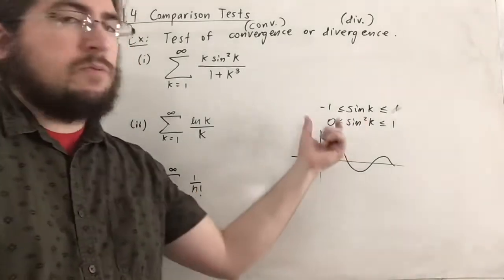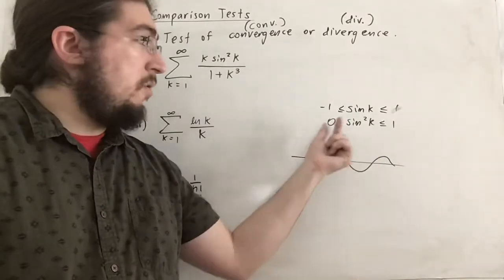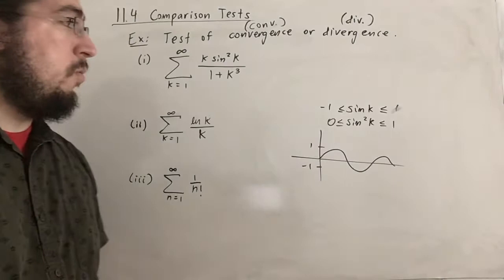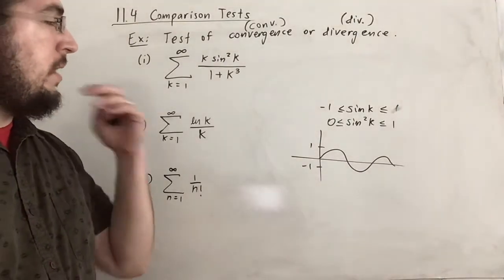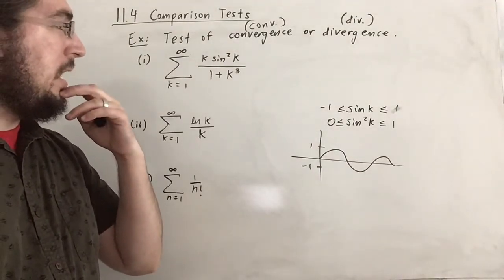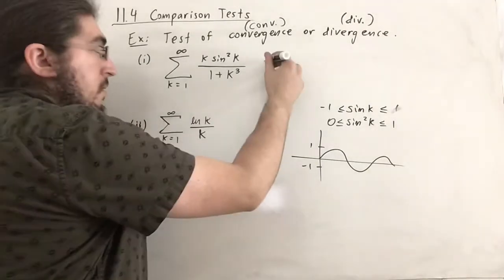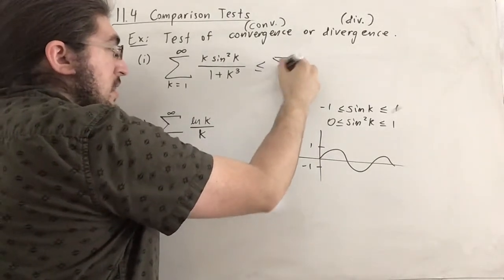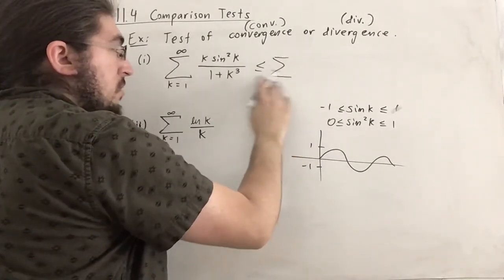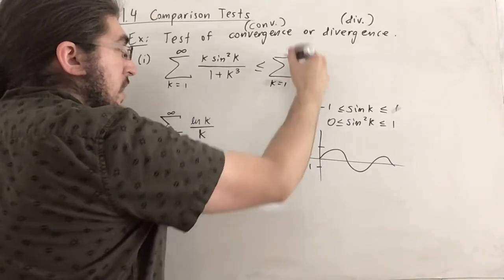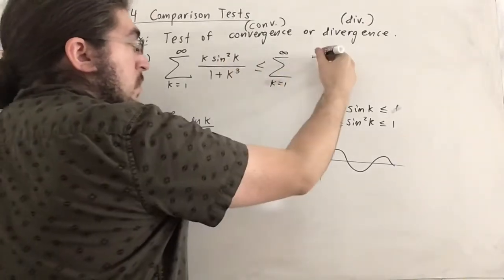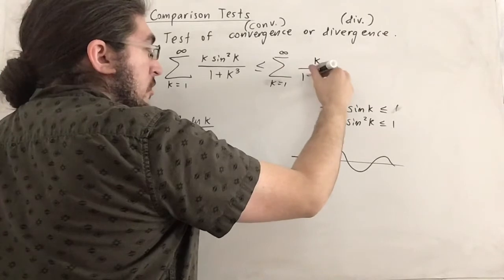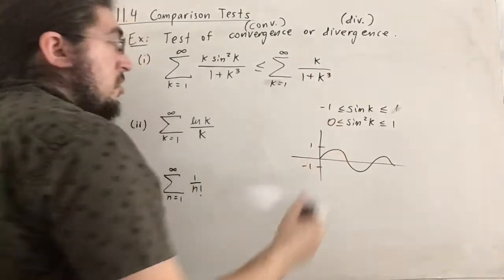And in fact, if we're squaring it, then it's going to be positive always, so we know it's going to be in between 0 and 1. So more importantly, we know it's going to be less than 1. So we can actually right away do this. We can say this is less than or equal to the sum from k equals 1 to infinity of k times 1, which is just k, over 1 plus k cubed.